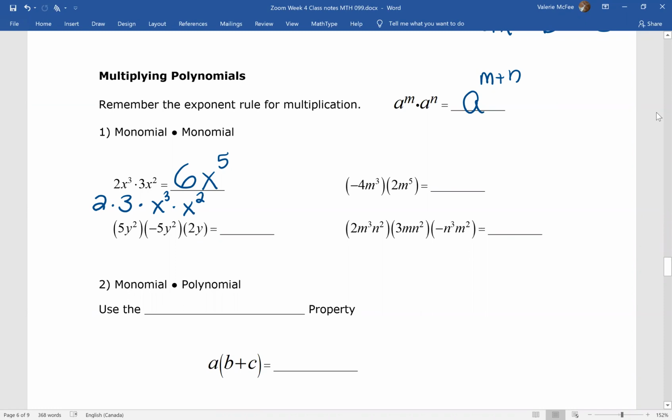Here, we're using brackets to represent multiplication. Remember, we multiply the integers in front, negative 4 times 2. Keep the base, add the exponents. This next question is still multiplication. We have 5 times negative 5 times 2, negative 50. Keep the base and add the exponents. 2 plus 2 plus 1, 5.